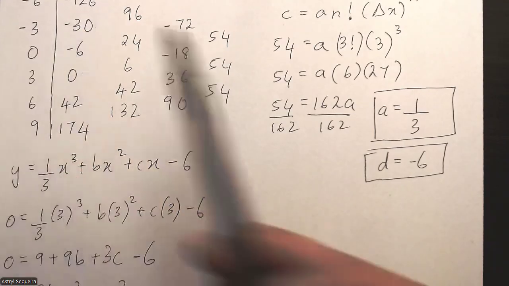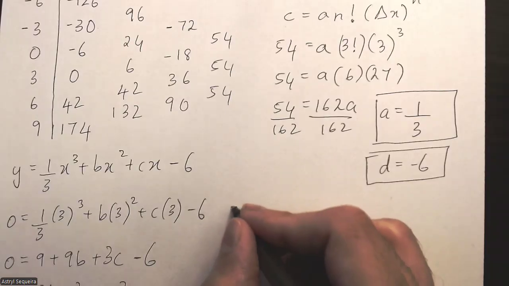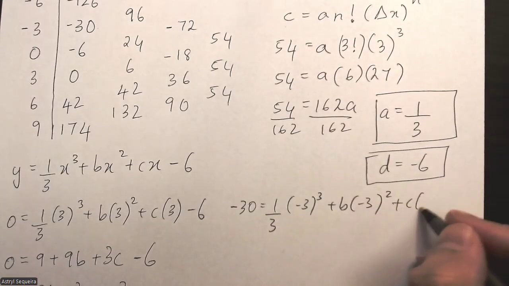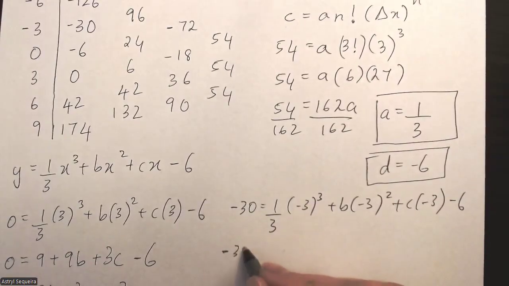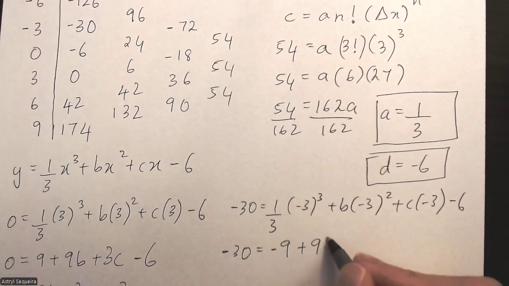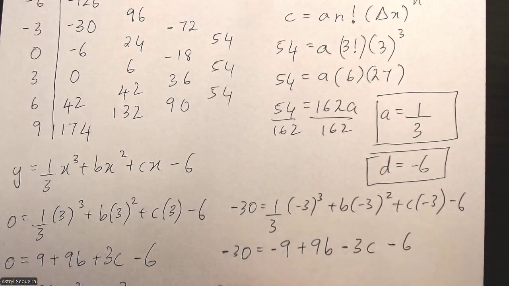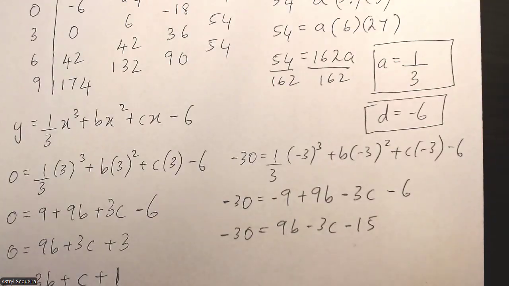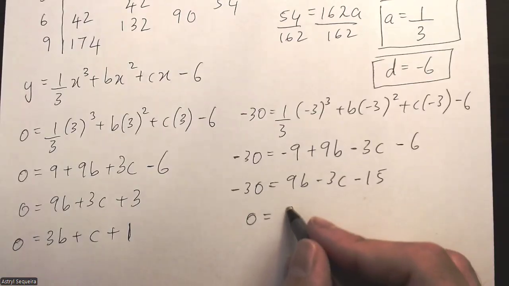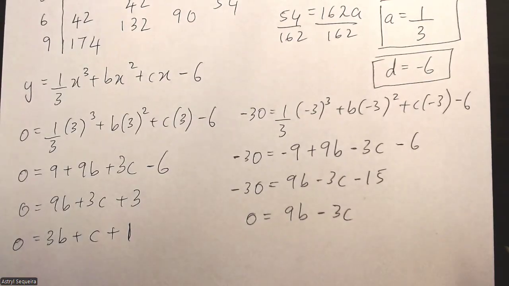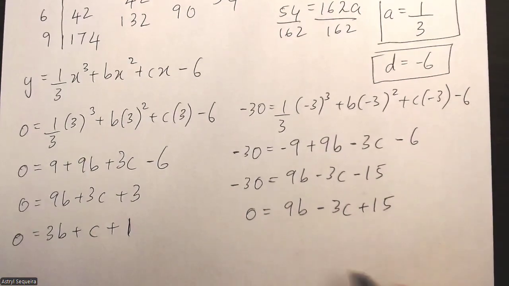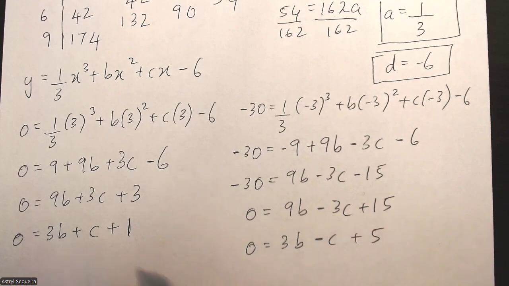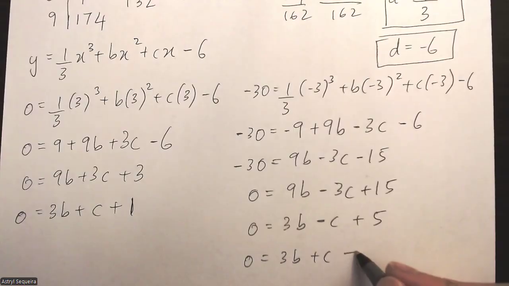You can't sub in your y-intercept. That won't work because that's used to calculate d. So negative 30 equals 1 over 3 times negative 3 cubed plus b times negative 3 squared plus c times negative 3 minus 6. And I'll simplify this. Combine like terms over here. Then I'll move the negative 30 and add it to the other side just because then I'll have both the equations in the exact same format and then I can just do elimination, which is pretty easy over here. But before that, I will divide by 3. Now I'll write this equation below this one.